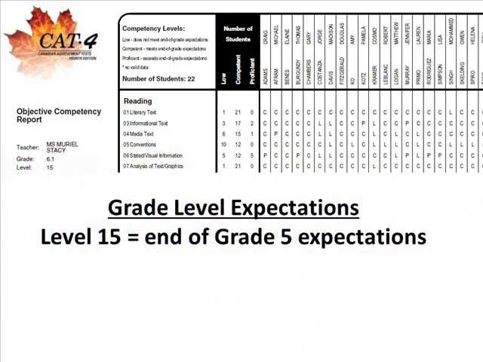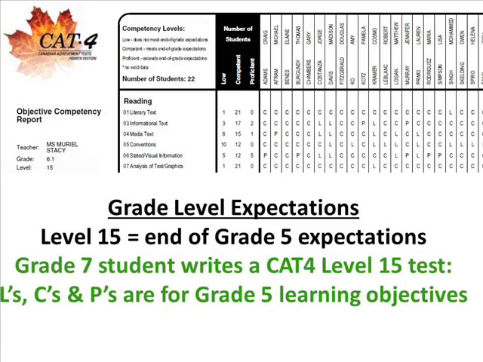Level 15 assesses the skills and knowledge expected to be acquired by the end of grade 5. Some teachers, however, may have administered CAT4 at a level that does not align or correspond to the student's registered grade. It is important to remember that criterion reference scores, the L's, C's, and P's, refer to the expectations of the grade level of the CAT4 test.